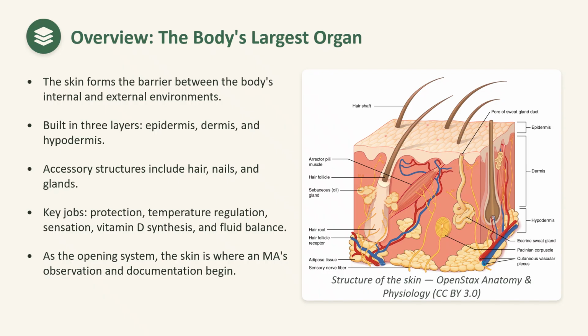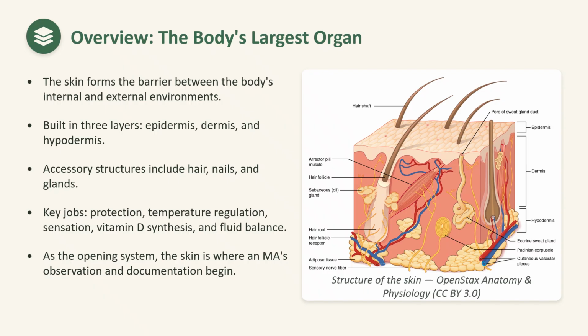Let's establish the big picture. The skin is the largest organ of the body. Laid flat, it would cover roughly 2 square meters in an adult, and it forms the boundary between everything inside you and the outside world. That boundary role is the theme that ties all of its functions together.